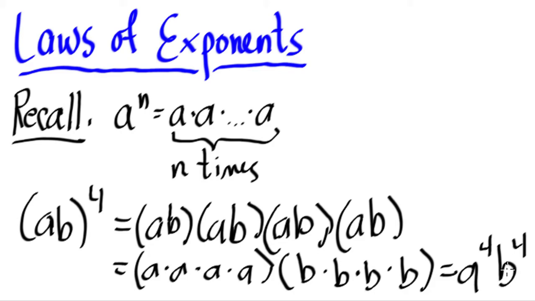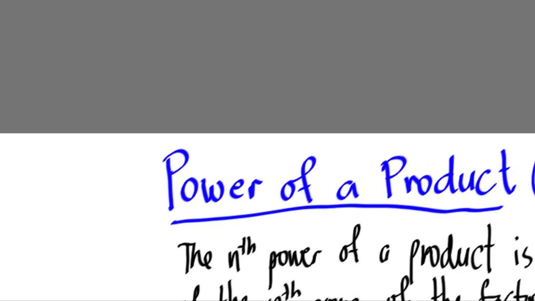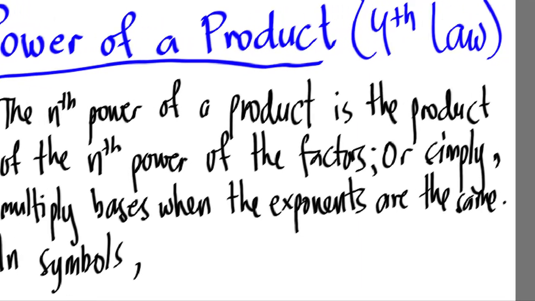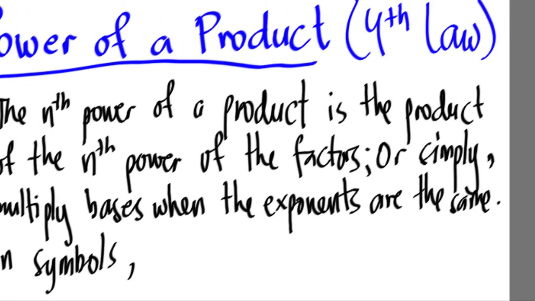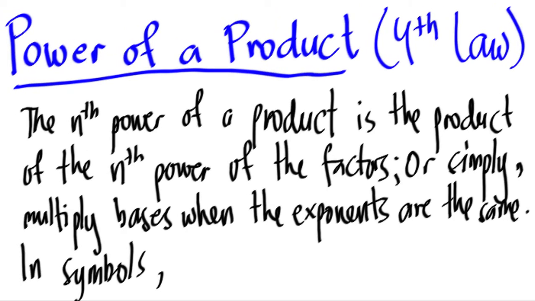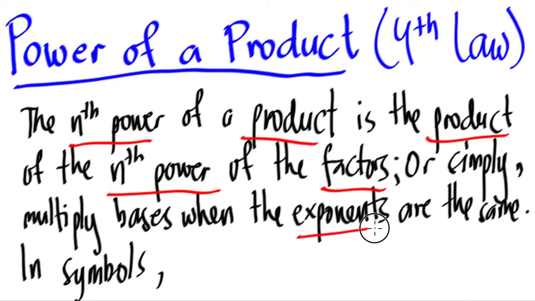And this leads us to the fourth law of exponents, fourth as far as our book is concerned. So this is our power of a product, the fourth law. So what does this mean? This means that the nth power of a certain product is the product of the nth power of its factors. Or simply, if that's very confusing for you, multiply the bases when the exponents are the same.